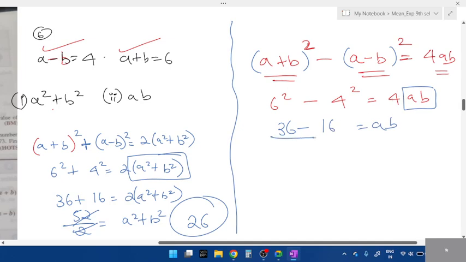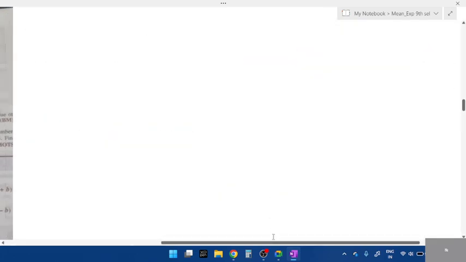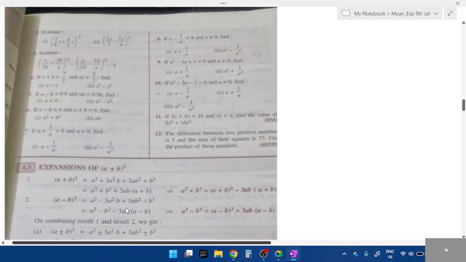Next. Okay, just bring this 4 down. Within one step you can complete. 36 minus 16 is 20, divided by 4 is ab. Clear? Okay, next question. You concentrate, this is revision. If not, you'll forget.